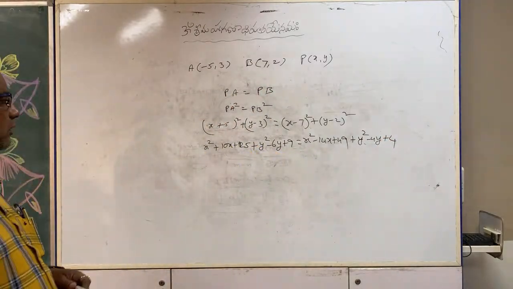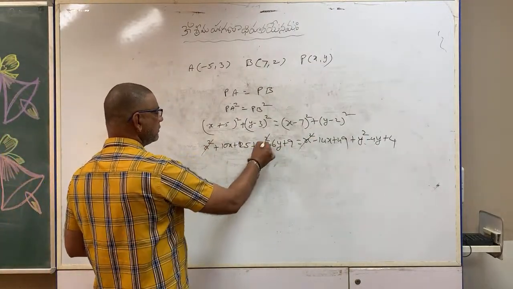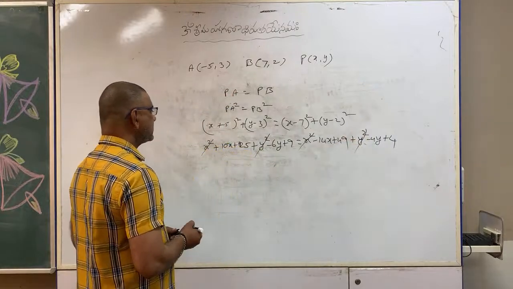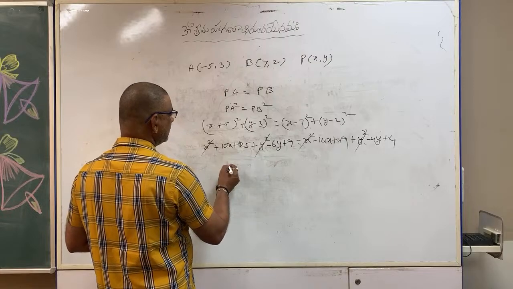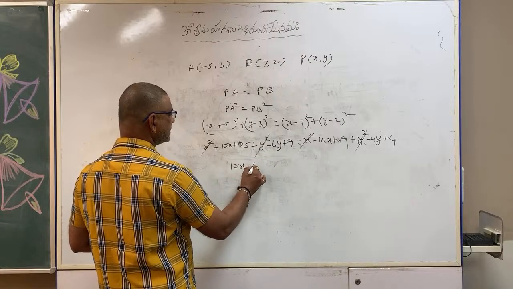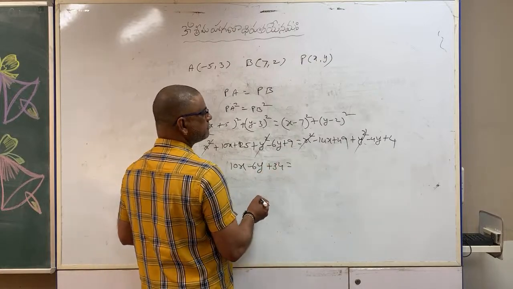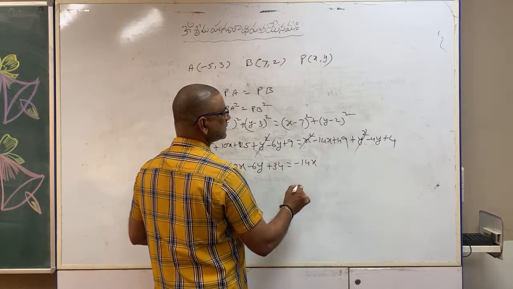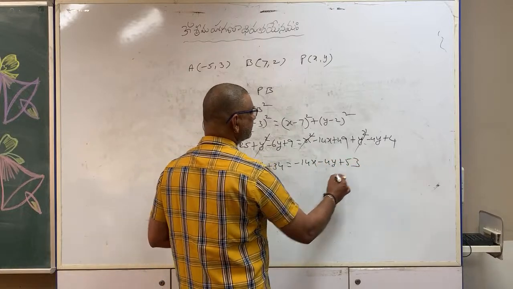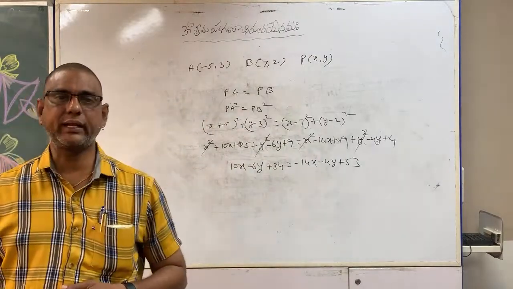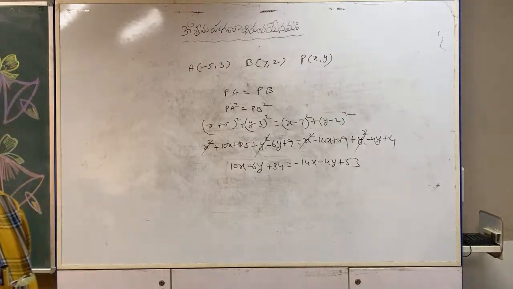Okay na? Now what you will do? You can cancel this x square, y square on both sides. So what you are remaining with? 10x minus 6y plus 34 is equal to minus 14x minus 4y plus 53.